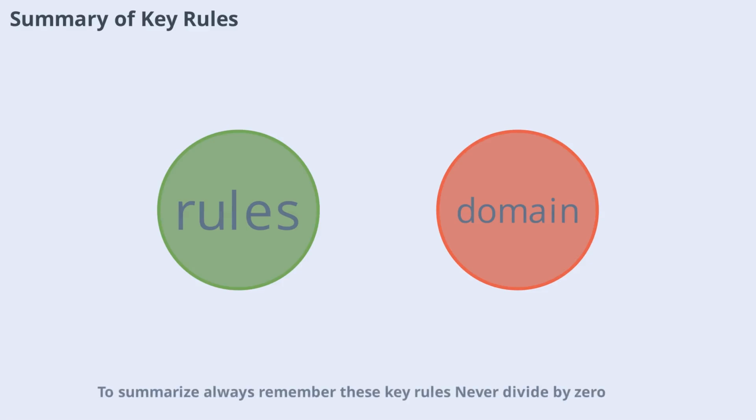To summarize, always remember these key rules. Never divide by 0, never take the square root of a negative number in real numbers, and always combine all restrictions to find the domain. These guidelines will help you confidently determine the domain for any function you encounter.